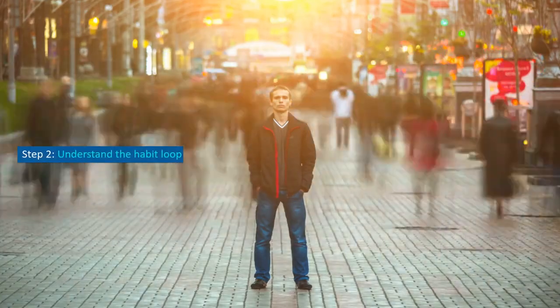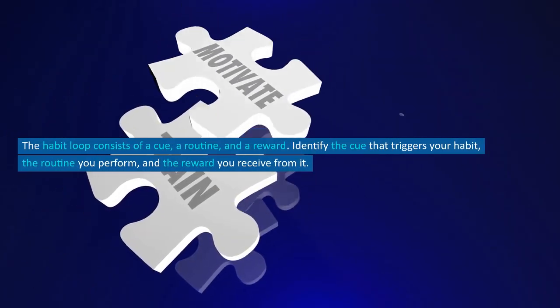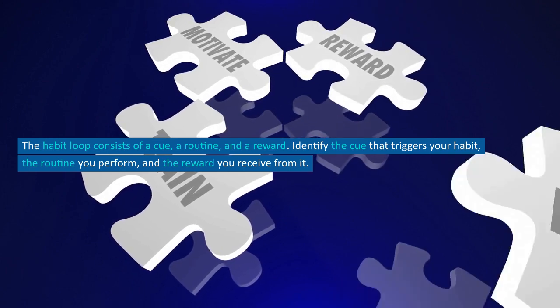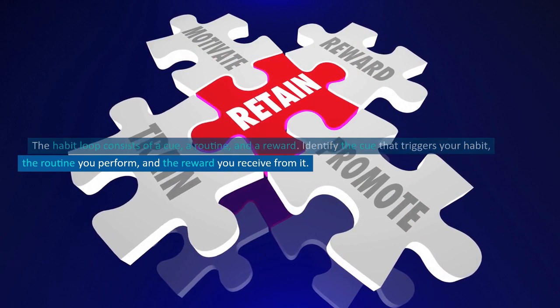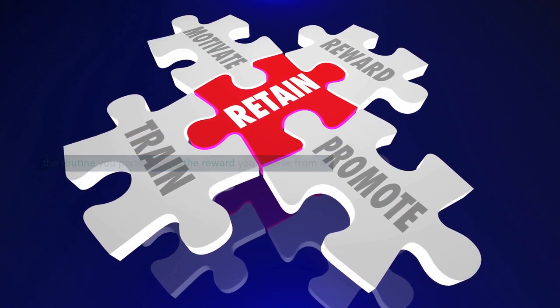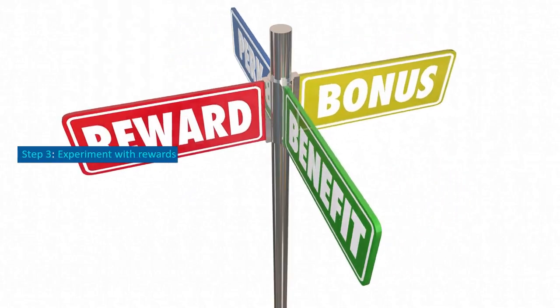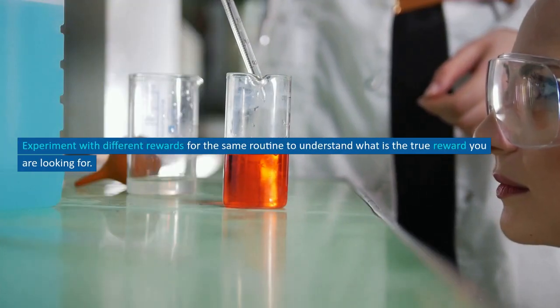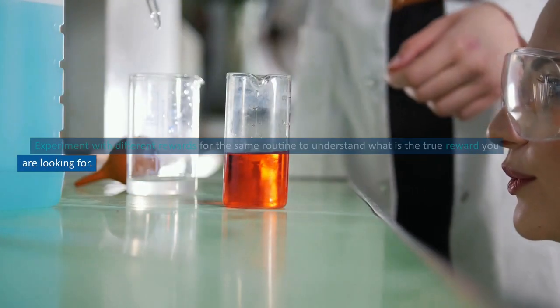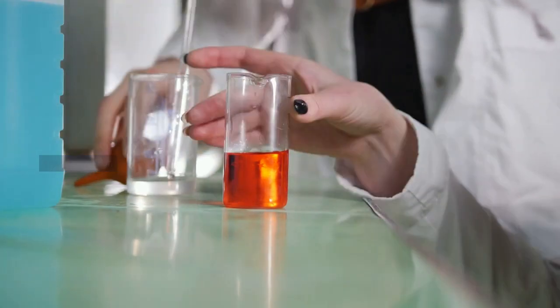Step 2. Understand the habit loop. The habit loop consists of a cue, a routine, and a reward. Identify the cue that triggers your habit, the routine you perform, and the reward you receive from it. Step 3. Experiment with rewards. Experiment with different rewards for the same routine to understand what is the true reward you are looking for.